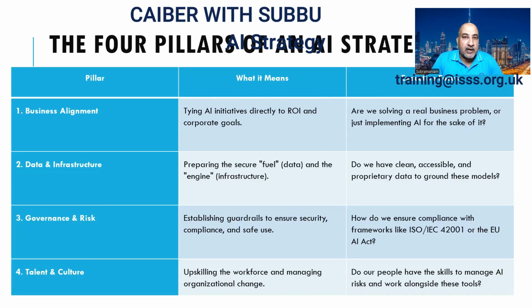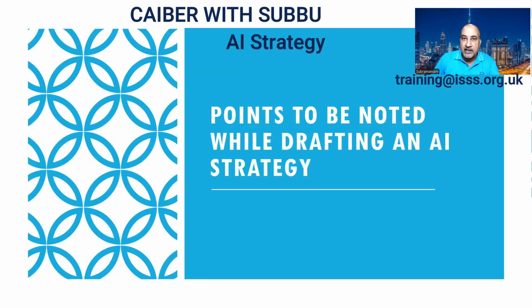Different levels of literacy program. One is for everyone in the organization, for the prompt engineers, for the developers, for the managers, for the C-suite professionals. Three levels, four levels, five levels, six levels. It also depends upon the size of the organization. But basically, the literacy program should be there in the organization with respect to AI. So the business alignment, data and infrastructure, governance and risk, and talent and culture. These are the four pillars on which the AI strategy is going to be built.